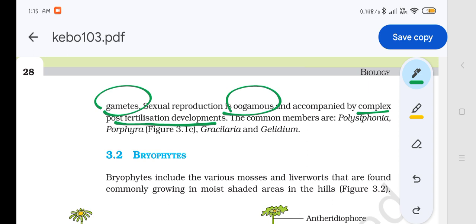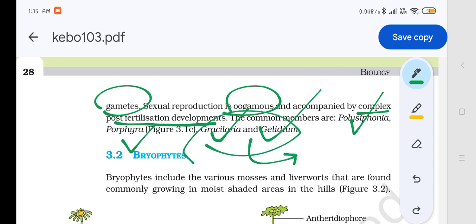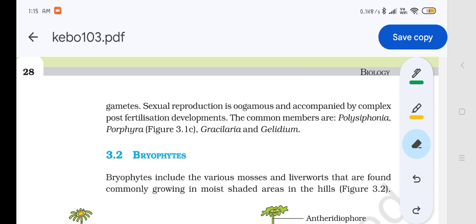The common members are Polysiphonia, Porphyra, Gelidium, Gracilaria. These are used for obtaining agar, I guess. Yes.